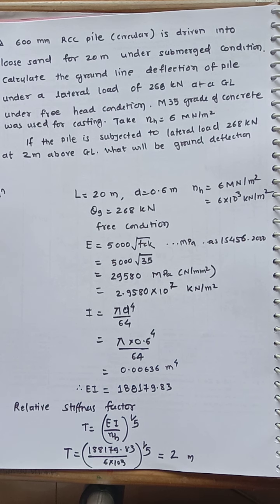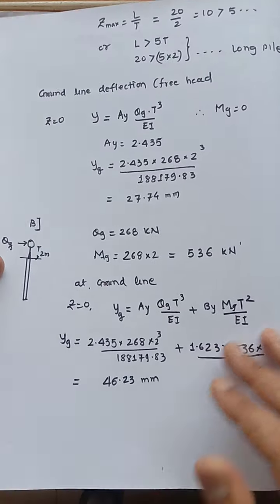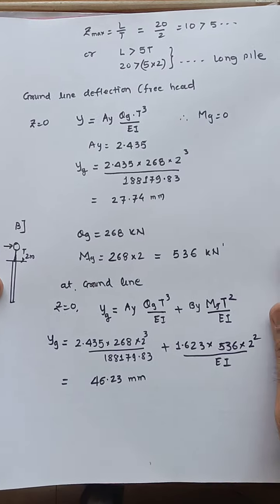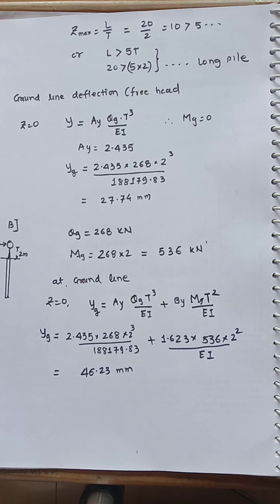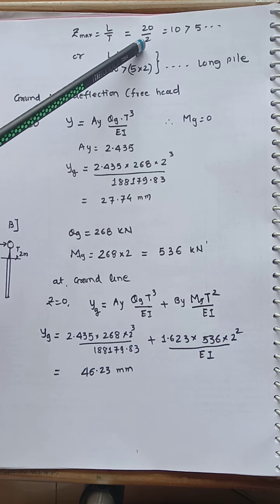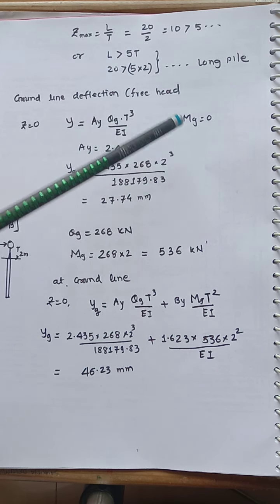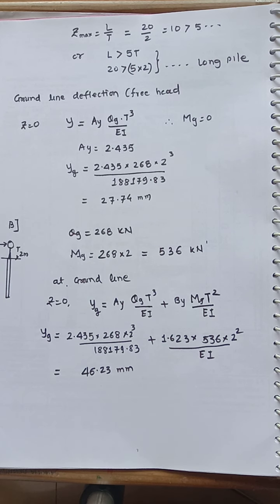Okay, now the first part is to find what is y under a load of 268 in a free head condition. Here there is no external moment given. First we have to test whether it is a short pile or a long pile. So we calculate Z max, L by T. Length is given as 20, T is 2, so it is 10, which is greater than 5, so it is a long pile. Therefore, for ground line deflection, the deflection is maximum at the ground surface, and for free head condition no moment is given here.